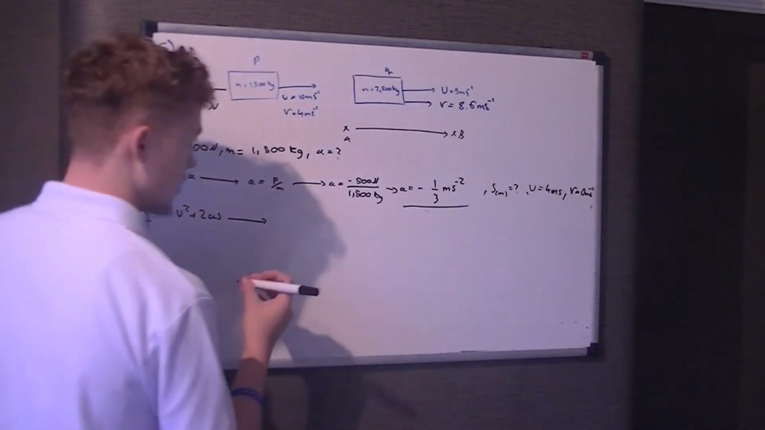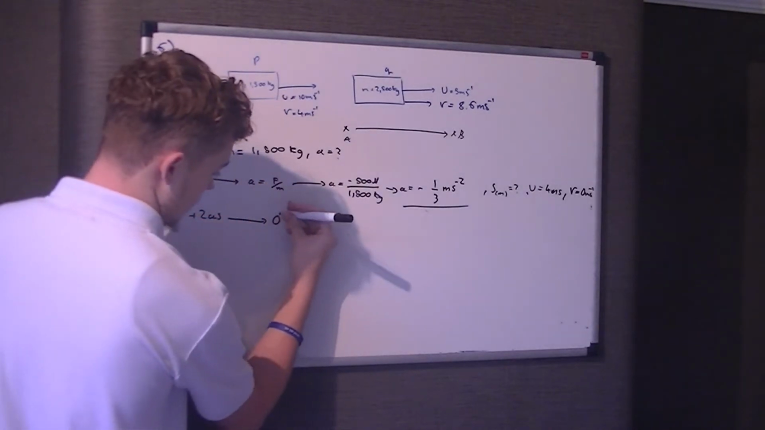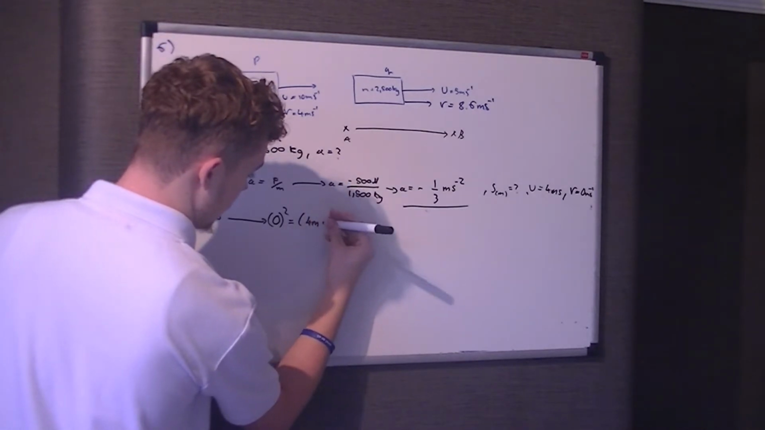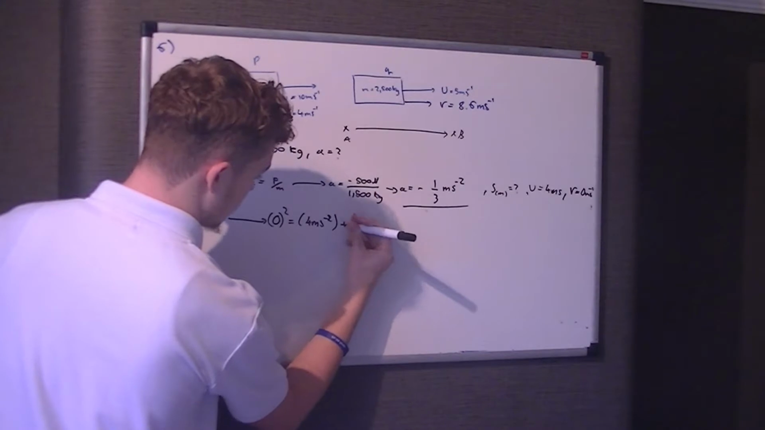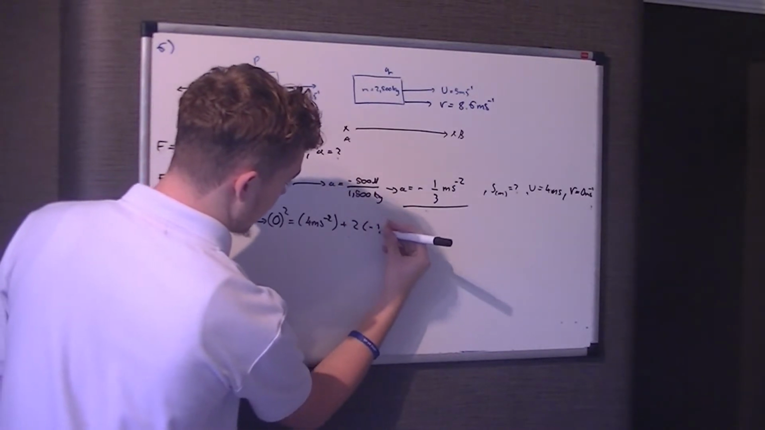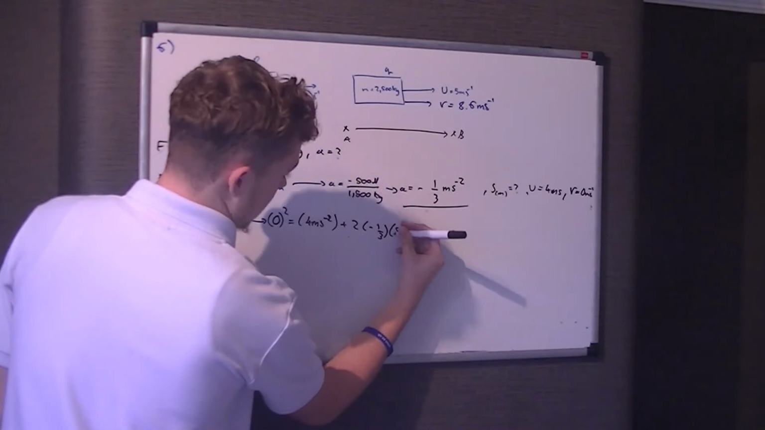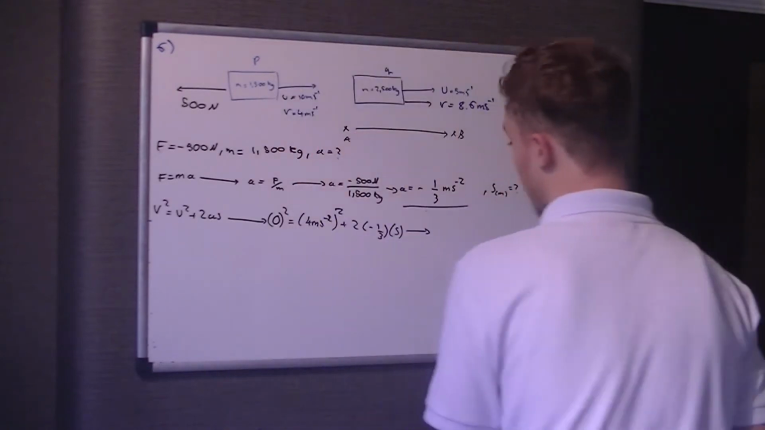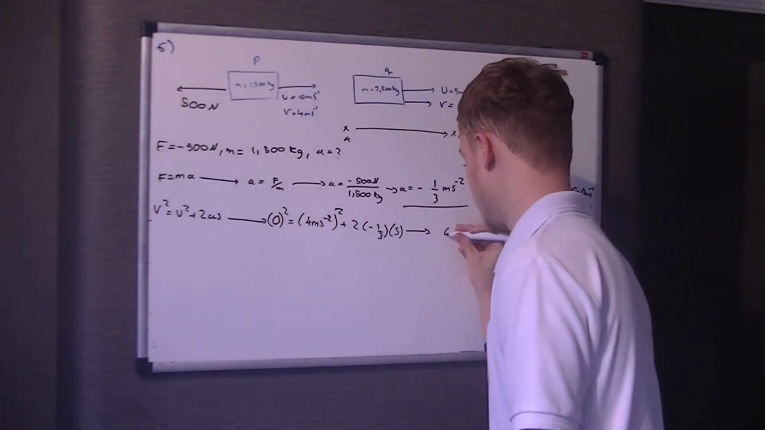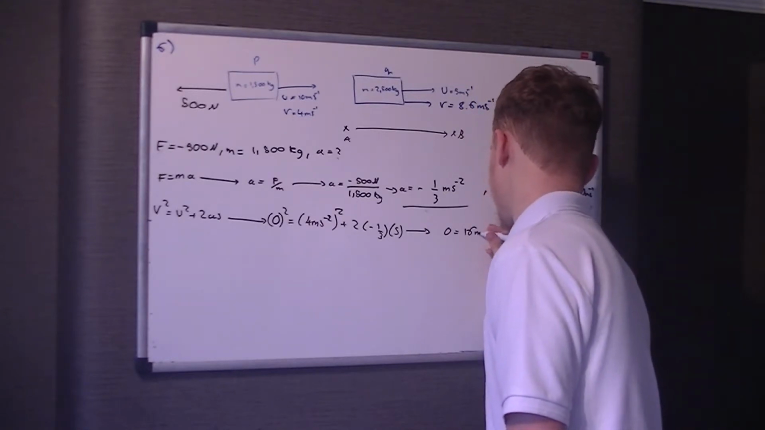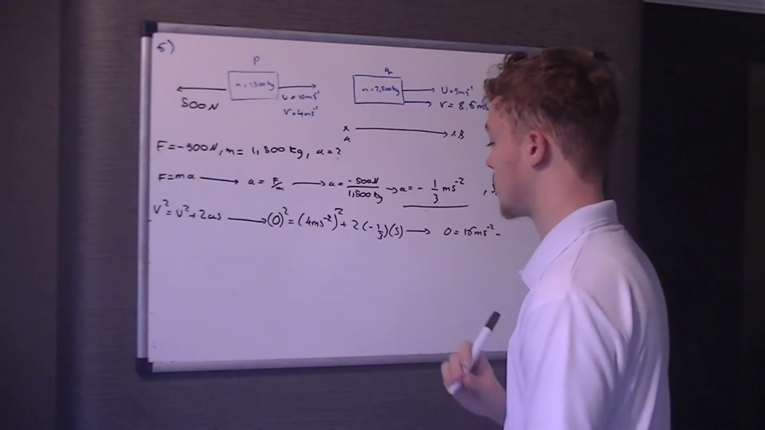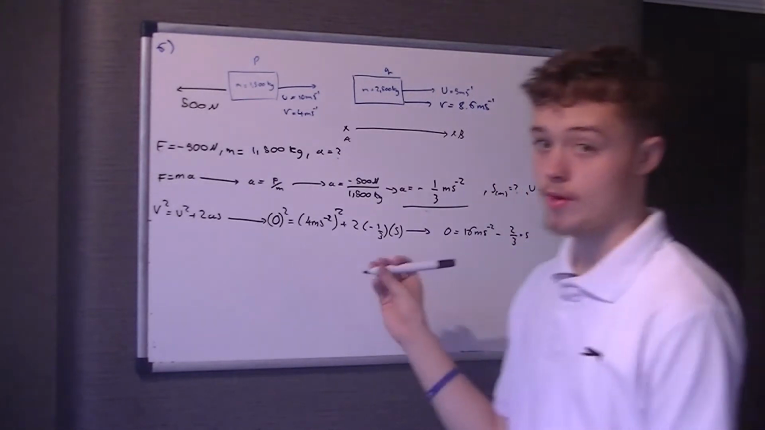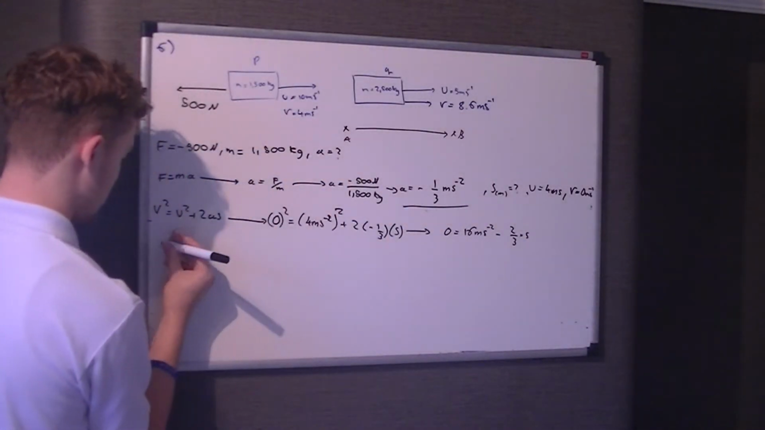So anyway, this is quite a nice one. Obviously the end velocity is going to be 0, so 0 squared equals U squared, which is 4 meters per second squared, plus 2 times A, which is 2 times negative a third, times S. Okay, so therefore, it's 4 meters per second all squared. So that's going to be 0 is equal to 16 meters per second squared minus 2/3 times S.